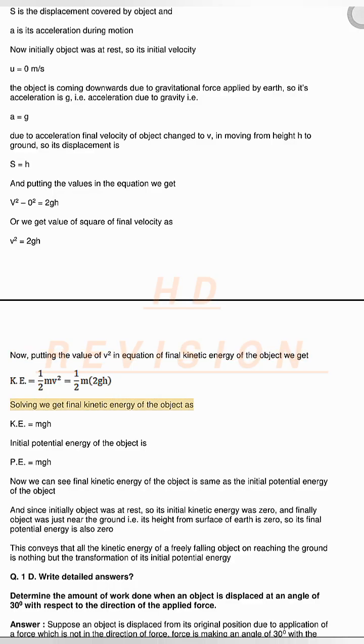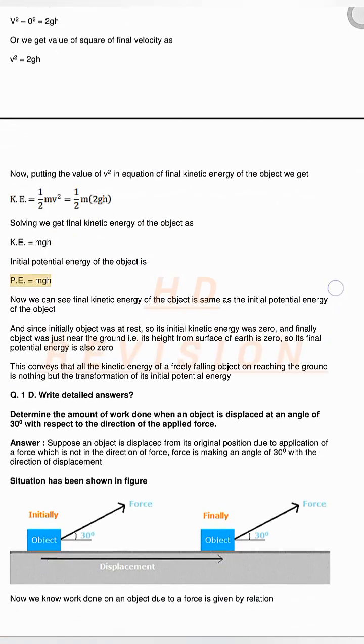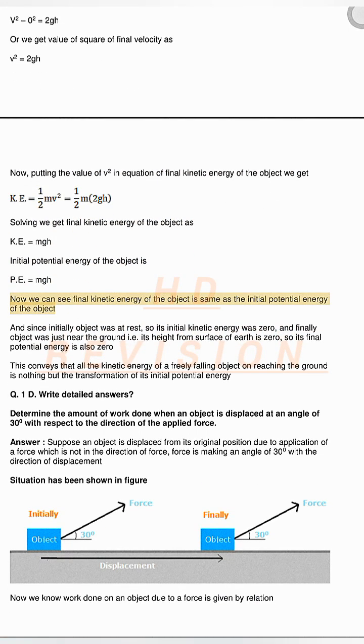Solving, we get the final kinetic energy of the object as KE equals mgh. The initial potential energy of the object is PE equals mgh. Now we can see the final kinetic energy of the object is the same as the initial potential energy of the object.